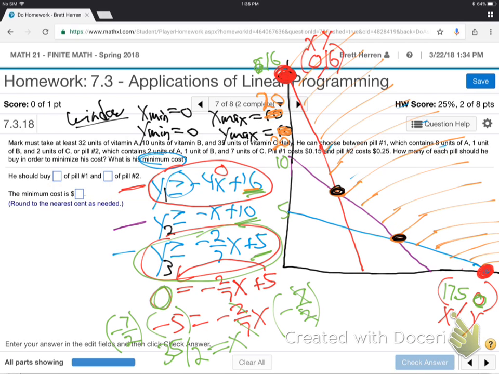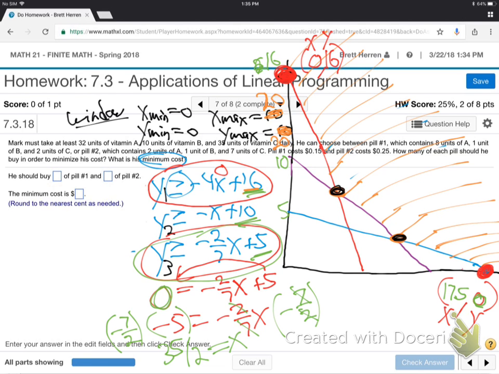Intersection on my graphing calculator. But you have to tell the calculator which two lines you want to intersect, because there's lots of lines out there. There's three lines. You've got to specify. Now, I don't know if I've gone over this in much detail. Let me go over here and write some instructions.